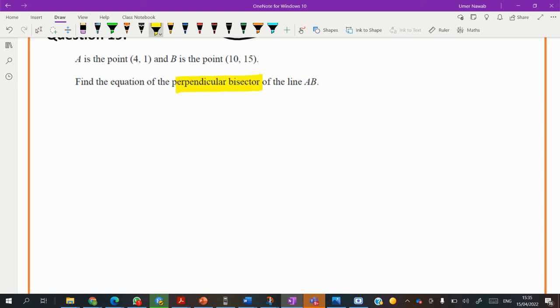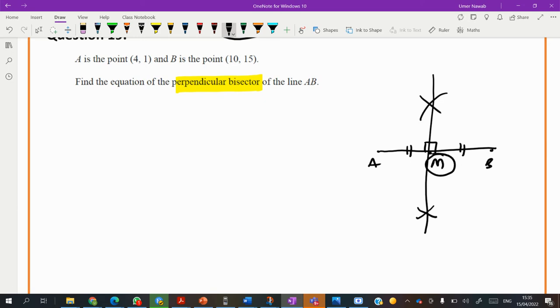Perpendicular bisector. Again, another geometrical property is used by the examiner here. If you have the two points A and B, a perpendicular bisector is a line which has two characteristics. Number one, it is 90 degrees to AB, that is, perpendicular, and also it is passing through the midpoint. So you need to find the midpoint and the gradient of the perpendicular line.